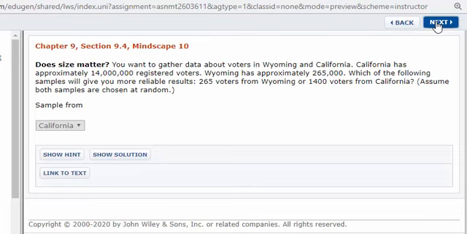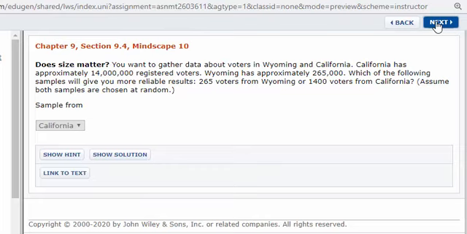All right, you want to gather data about voters in Wyoming and California. Okay, California has approximately 14 million registered voters. That's crazy. And Wyoming has approximately 265,000. All right, which of the following samples would give more reliable results? If you talk to 265 voters in Wyoming or 1,400 voters in California.